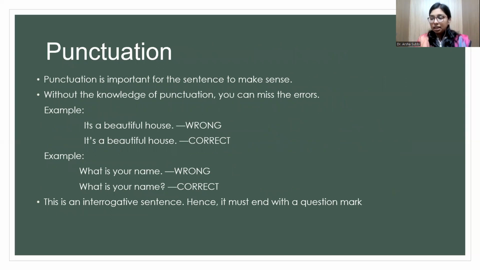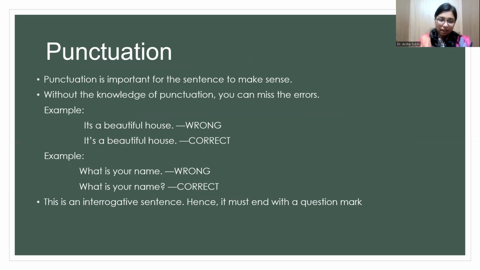So, what are the mistakes that we could possibly make with punctuation in a sentence? The importance of punctuation is very much in a sentence because punctuations actually give meaning to the sentences. And without the knowledge of punctuation, you can miss the errors actually. For example, look at the two sentences that are given here: "It's a beautiful house," and we have "It's a beautiful house." So you see how a punctuation itself can change the meaning of a sentence.